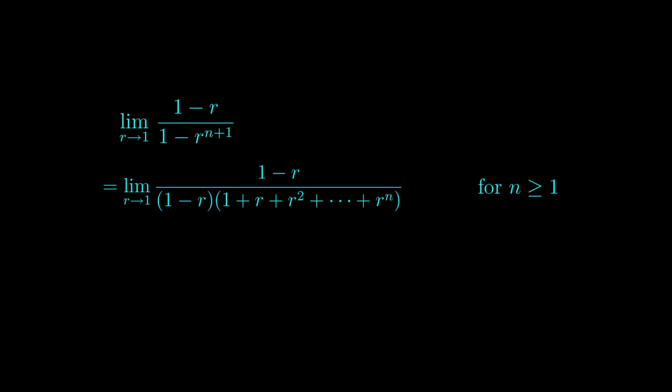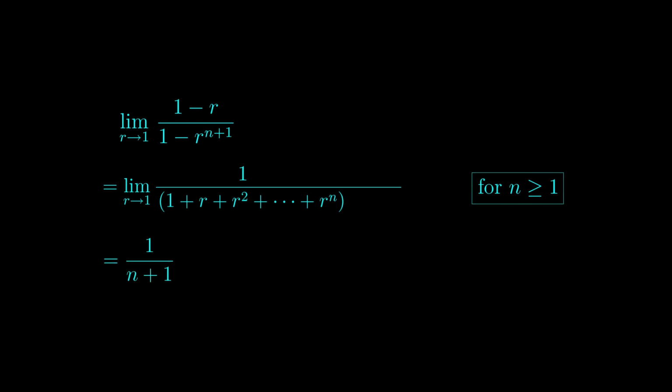So here we have this limit to consider. For n an integer at least 1, we can factorize the denominator in this way. And so, the factor 1 minus r can be cancelled, and this limit is equal to 1 over n plus 1, at least for n greater than or equal to 1. You can easily see that it is very clearly also true for n equals 0, and we now need to venture to the negative integers.